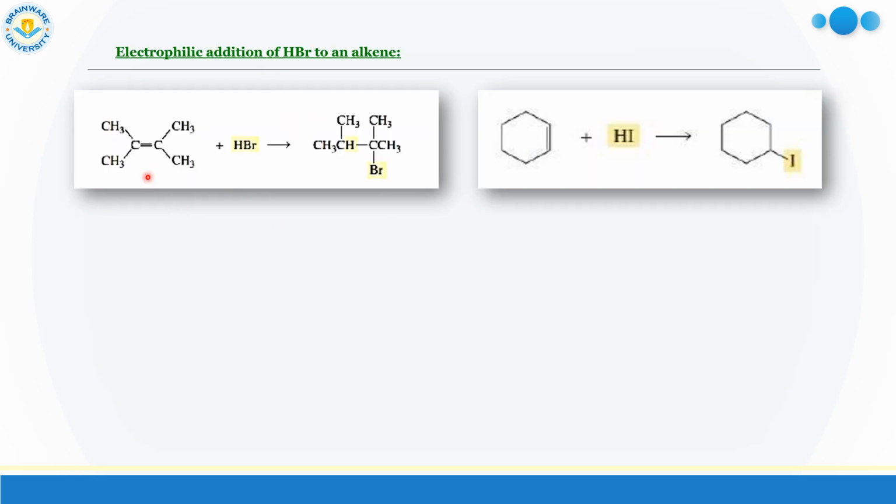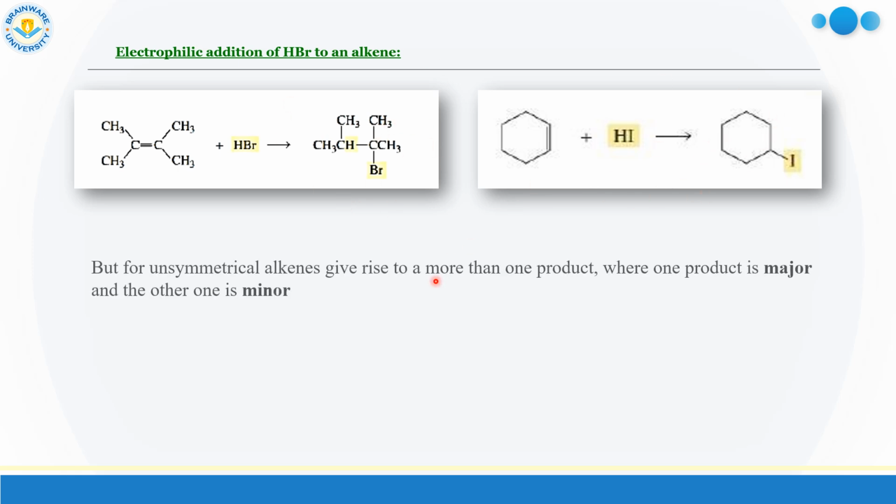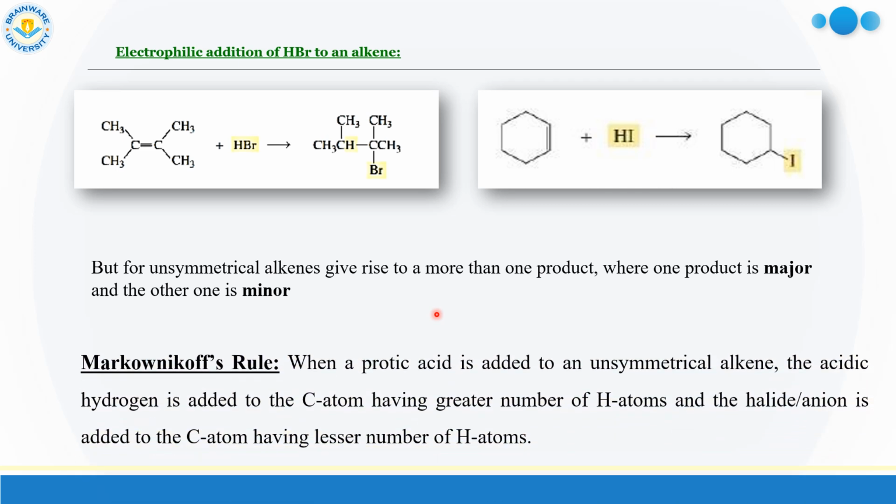First is symmetric addition. HBr, when added to a symmetric alkene, here both groups are the same, so there is no problem. That means you can get 100% product, the major product, this one or this one. But if it is an unsymmetric alkene, then the question is which product will be major and which will be minor. On that basis, the scientist Markovnikov generated a rule.